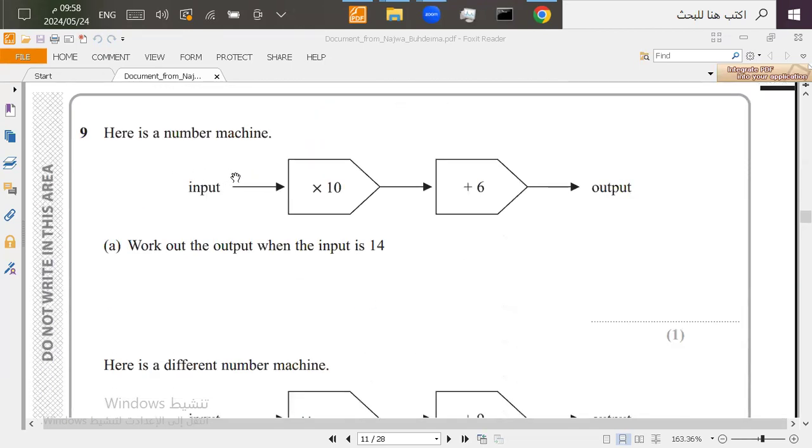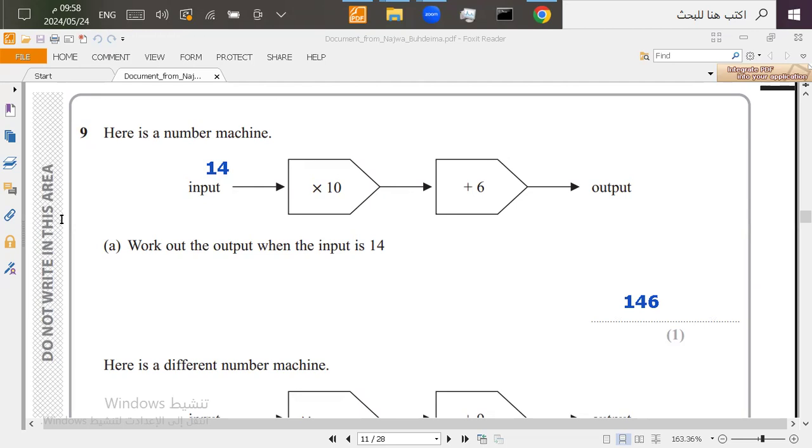Question 9 is a number machine. This is the input. You multiply by 10, you add 6 to the answer, and then you find the output. Work out the output when the input is 14. That means we put 14 here. We multiply by 10, it's going to be 140. And then we add 6, it's going to be 146. So the machine works like this. You take the number, put it inside, do this calculation, and then the other calculation, and get the answer outside. So 146.